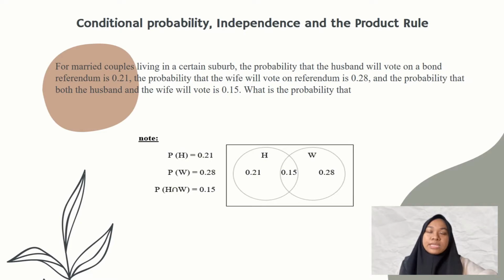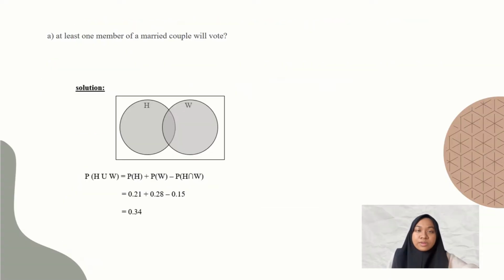Conditional probability, independence, and the product rule. For married couples living in a certain suburb, the probability that the husband will vote on a bond referendum is 0.21. The probability that the wife will vote on the referendum is 0.28. And the probability that both the husband and the wife will vote is 0.15. Question A. What is the probability that at least one member of a married couple will vote?